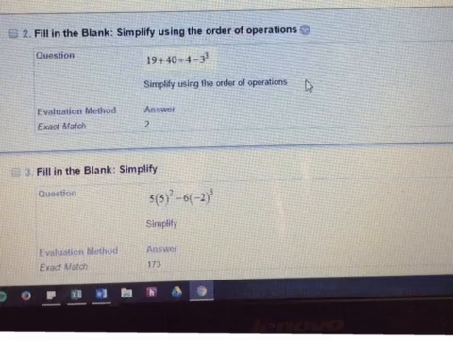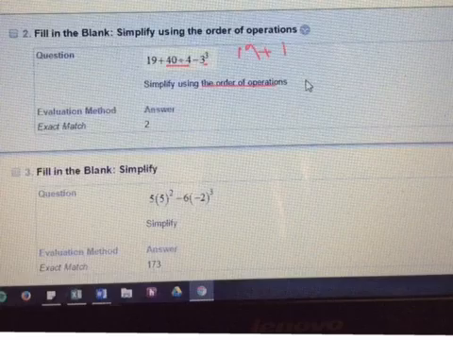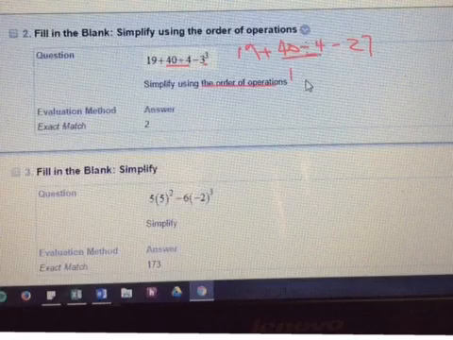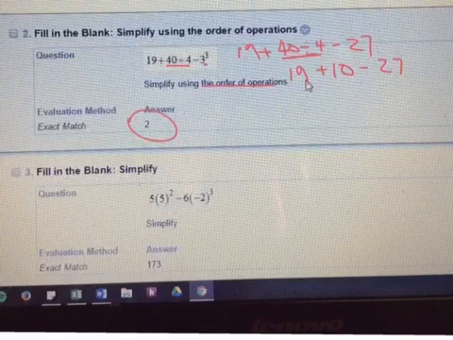Number 2 is also, just like the first one, order of operations right there. So we cube that, and then we do our division. So we've got 19 plus 40 divided by 4 minus 27. Now we do our division. 19 plus 10 minus 27, so then we get 29 minus 27, giving us an answer of 2.